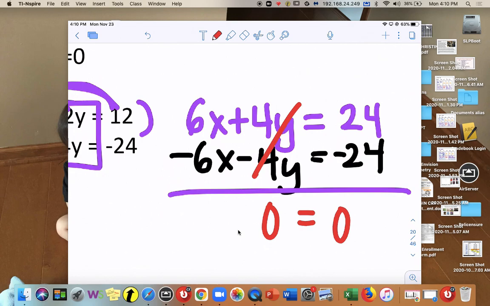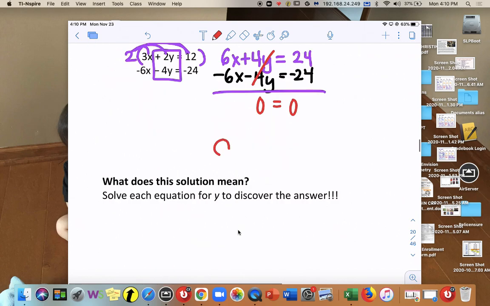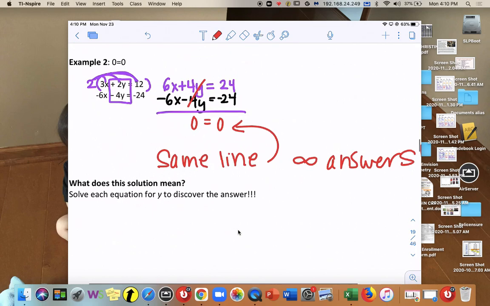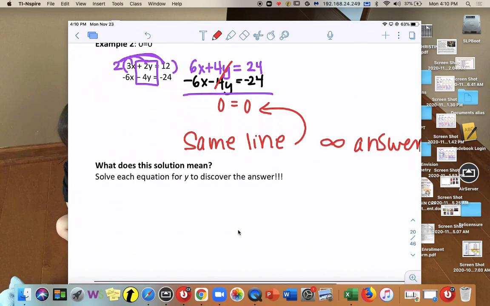So what happens is, if we were to graph these, they would be the same line. Okay, so same line. If you get 0 equals 0, it means the same line, and it means there's infinite answers because I'm asking for where do the lines cross, and they cross everywhere. So I want to show you what this looks like. What I'm going to do is solve each equation for y, and I'm going to graph them and show you that it's the same line when you get 0 equals 0.